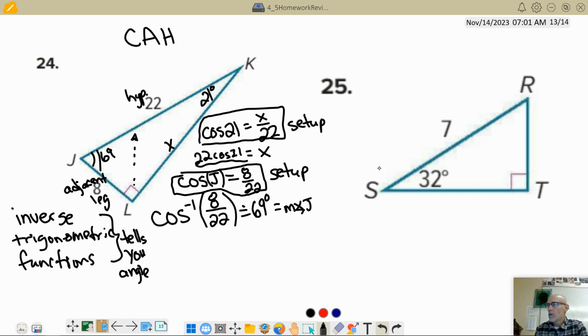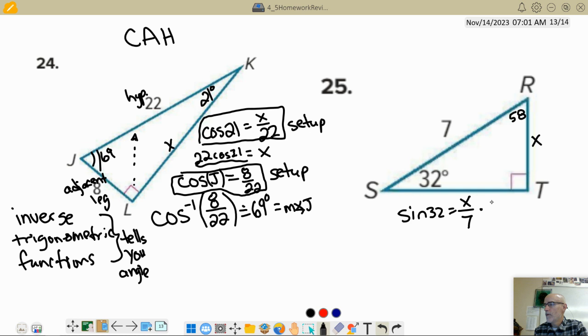All right, let's go to number 25. What are we missing on 25? Well, we're missing two sides. So I could call this side x. It's not too hard to get this angle up here. That's got to be 58 degrees, so they add up to be 90. And so I could say the sine of 32 is equal to x over 7.